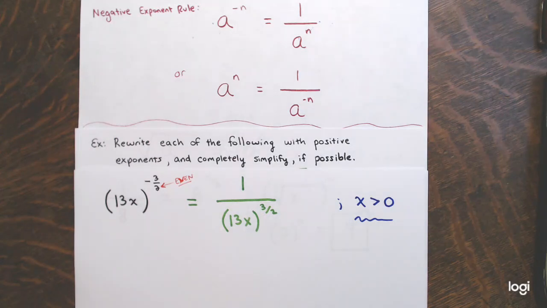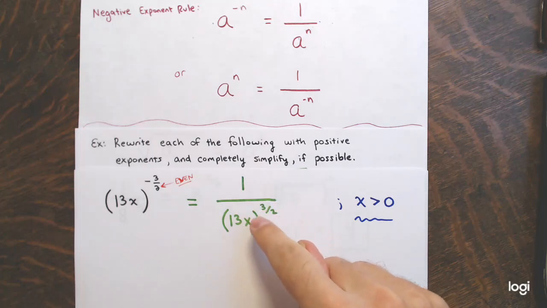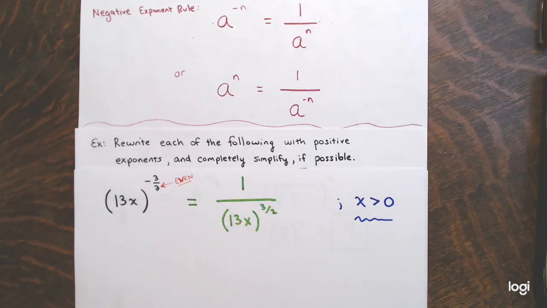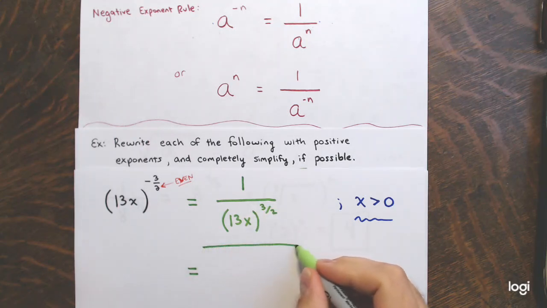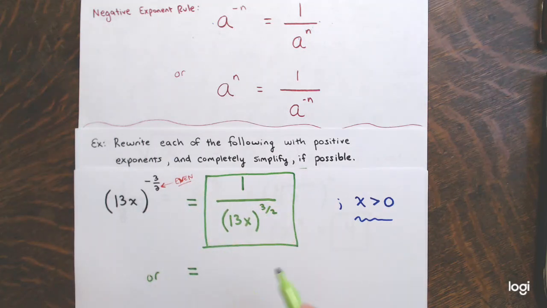All right. And I say completely simplify. First I said rewrite with a positive exponent, which I have here, 1 divided by 13x to the 3 halves. But then simplify, 13 to the 3 halves. 13 doesn't have a nice square root. So really I can't do much with this. If you want to, you could write it with a radical. So I'll box this one in. This is perfectly fine right here. But you could also write this with a radical.